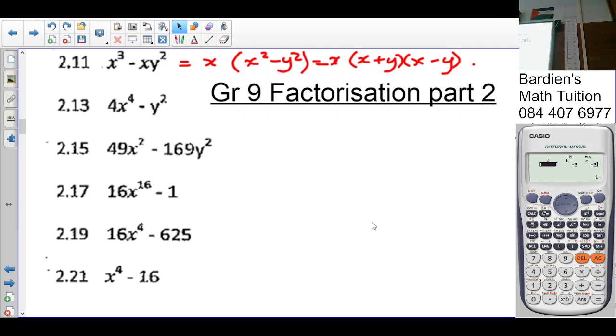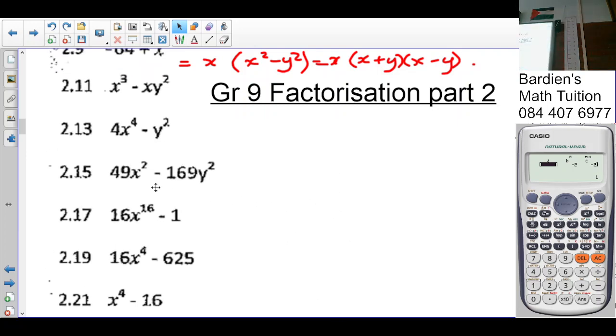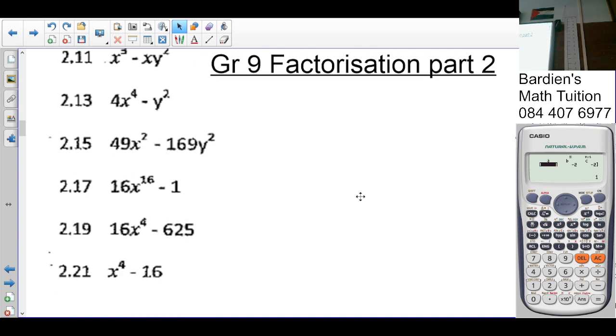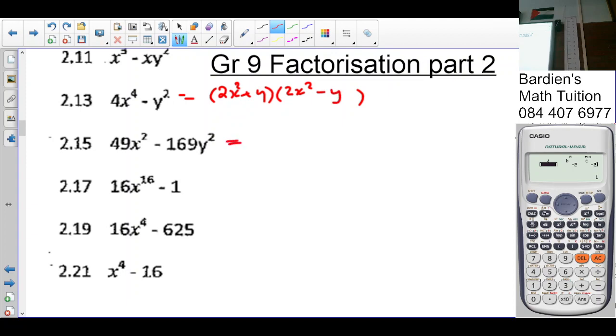Right, people, listen. 2.13. Difference of two squares. So that's going to give us 2x squared plus y, 2x squared minus 1. The next one. What's the square root of 49x squared? 7x. 1 plus 7x, minus. The square root of 169y squared? 13y.